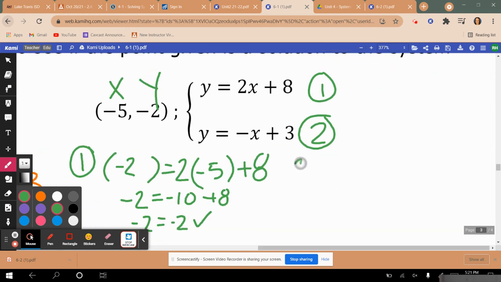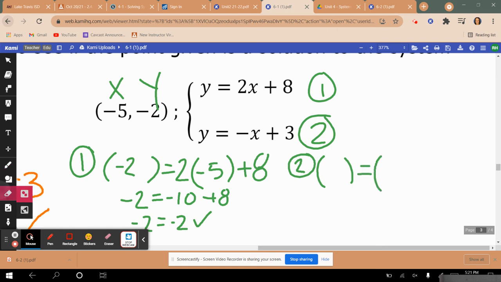Problem number 2. Write it without parentheses. Y equals, what did I forget? My negative sign. Yep, negative, parentheses, x, parentheses, plus 3. Good. Replace your x and y. Your y was negative 2. Your x was negative 5.